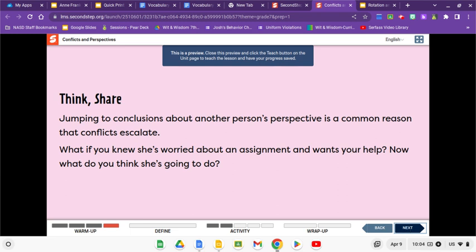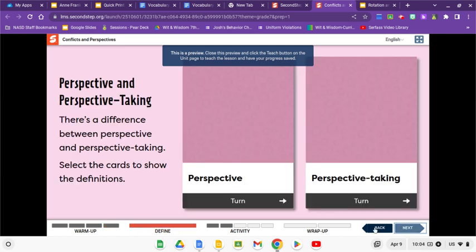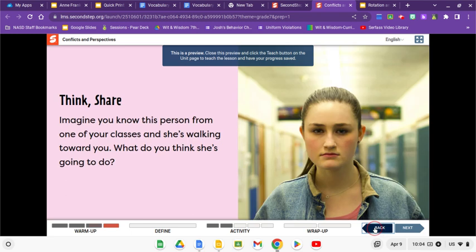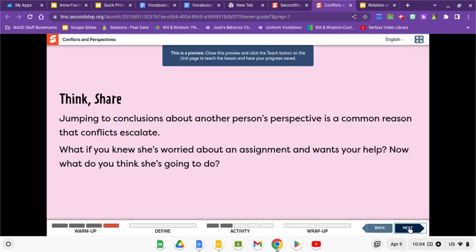Jumping to conclusions about another person's perspective is a common reason that conflicts escalate. What if you knew she's worried about an assignment and wants your help? Now, what do you think she's going to do? Perspective matters. "Yo, I'm about to fail this test" versus "yo, we're about to have a karate fight." Two very different things, and you wouldn't really know.